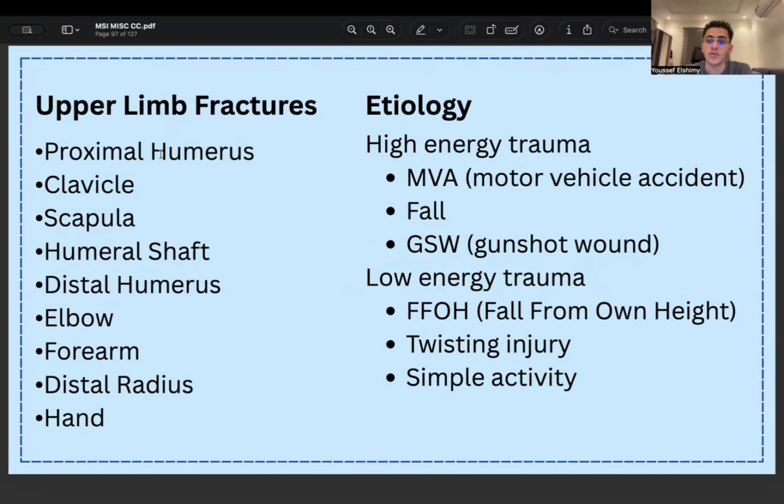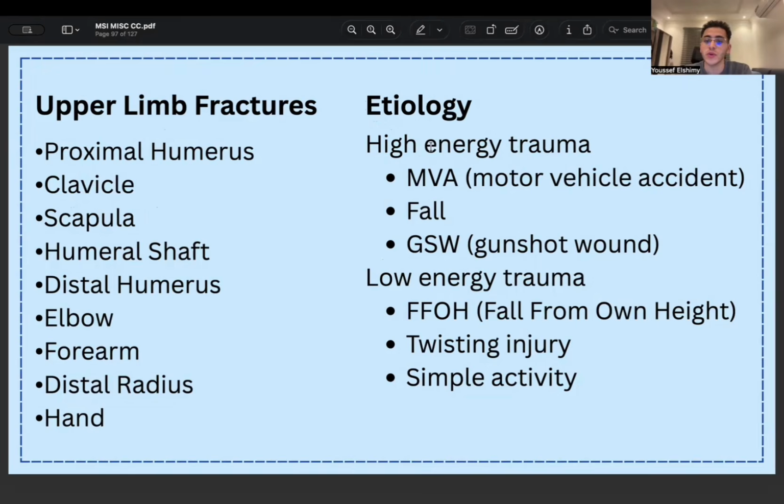Once we take history and do a physical exam and confirm our diagnosis that it is really a fracture using imaging, you have to anatomically locate the exact area or which part of the upper limb is exactly affected or fractured. Then moving on to the etiology or the causes for upper limb fractures. It could be divided into high energy trauma or low energy trauma.